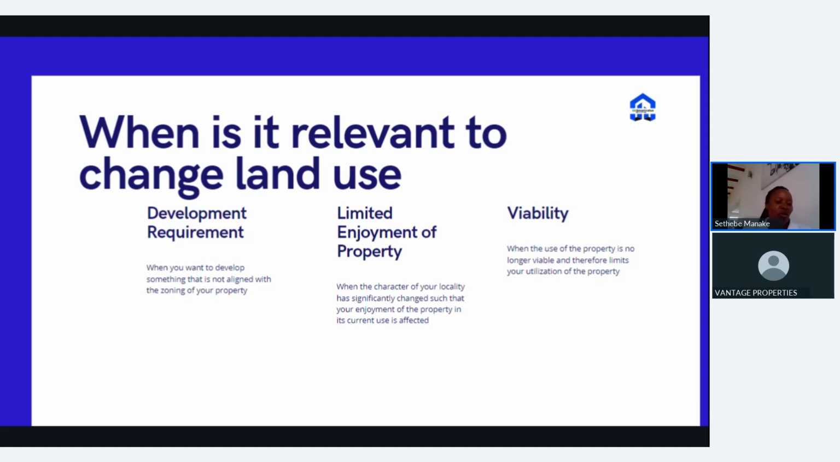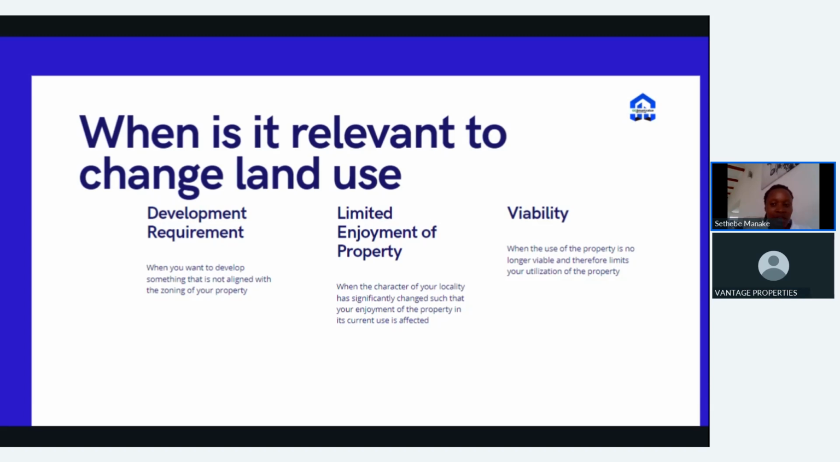Those are things that you can apply for change of land use for, because maybe I'll enjoy my property more.